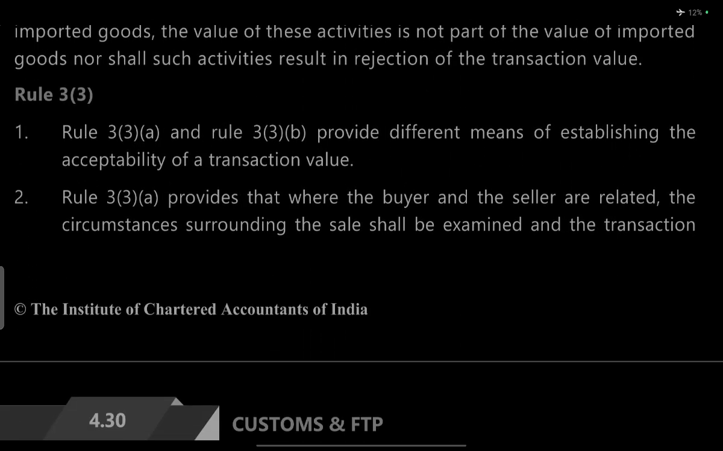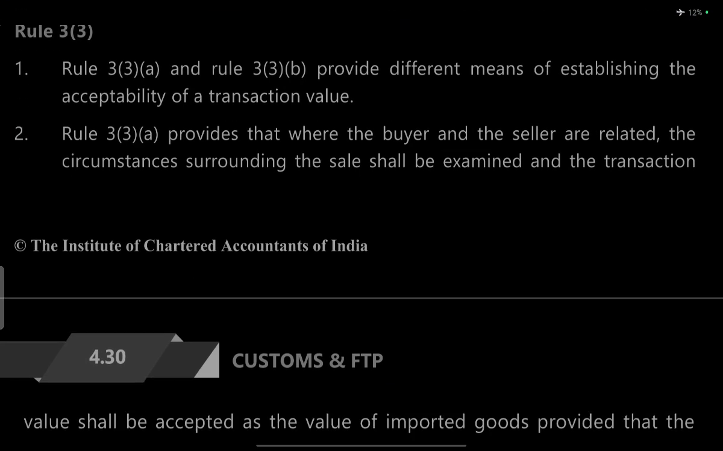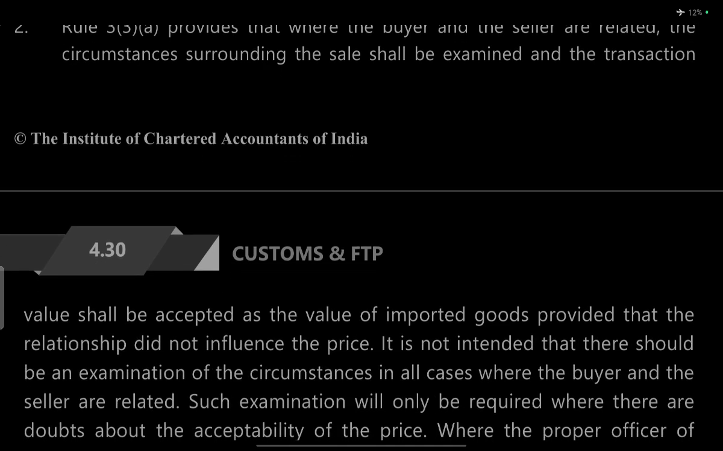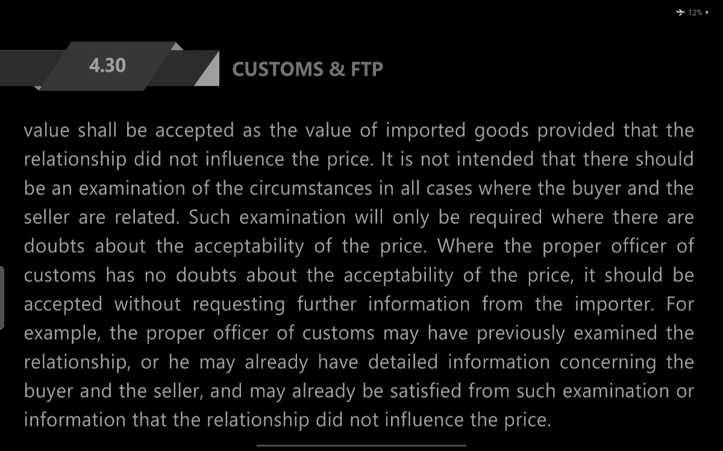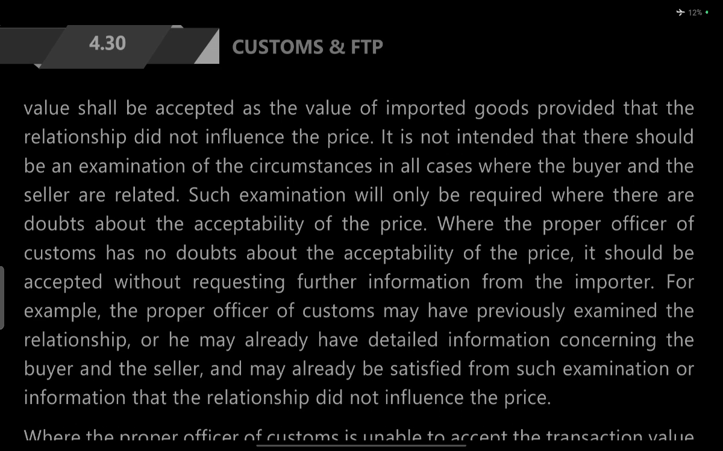Rule 3, Sub-Rule 3. Rule 3.3a and Rule 3.3b provide different means of establishing the acceptability of the transaction value. Rule 3.3a provides that where the buyer and the seller are related, the circumstances surrounding the sale shall be examined, and the transaction value shall be accepted as the value of the imported goods provided that the relationship did not influence the price. It is not intended that there should be an examination of circumstances in all cases where the buyers and sellers are related.